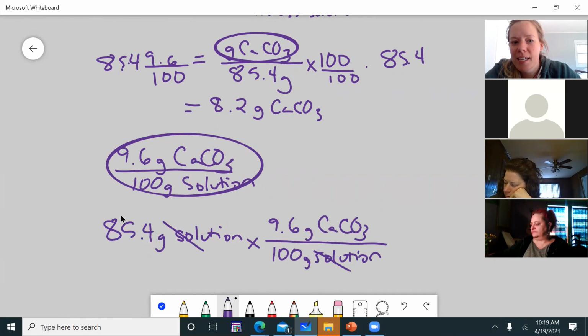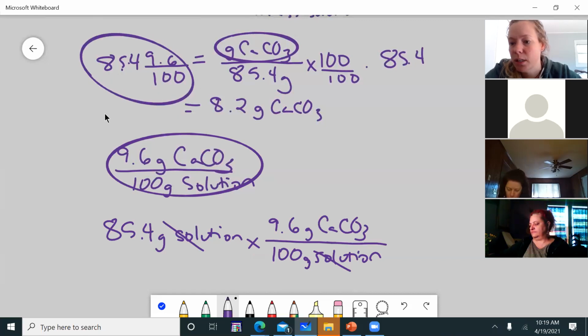Look at what you're doing. You're taking that 85.4, dividing it by 100, and multiplying it by 9.6. That's the same thing you did right here, so you will get the same answer. People who really like dimensional analysis, go with the second option. People who are like, ugh, dimensional analysis, no way, I like to plug and chug, use the first way. I don't care which way you do it, just as long as you get the correct answer. But know that there are two options.